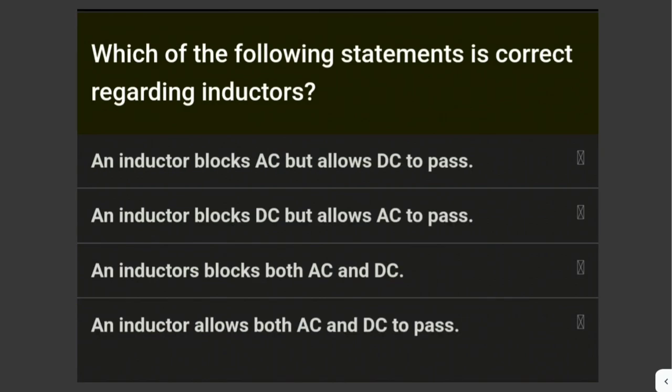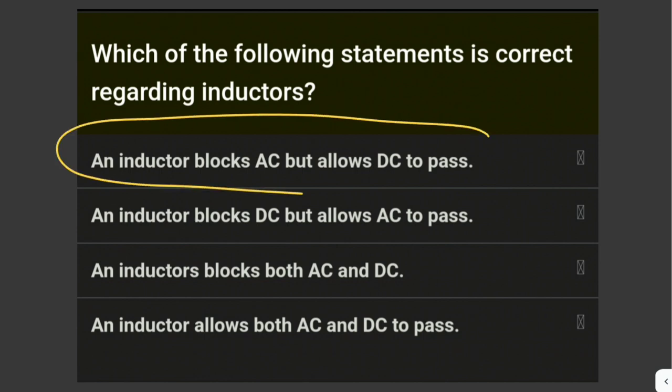Which of the following statements is correct regarding inductors? An inductor blocks AC but allows DC to pass. An inductor blocks DC but allows AC to pass. An inductor blocks both AC and DC. Or an inductor allows both AC and DC to pass. The answer here is this one: an inductor blocks AC but allows DC to pass.